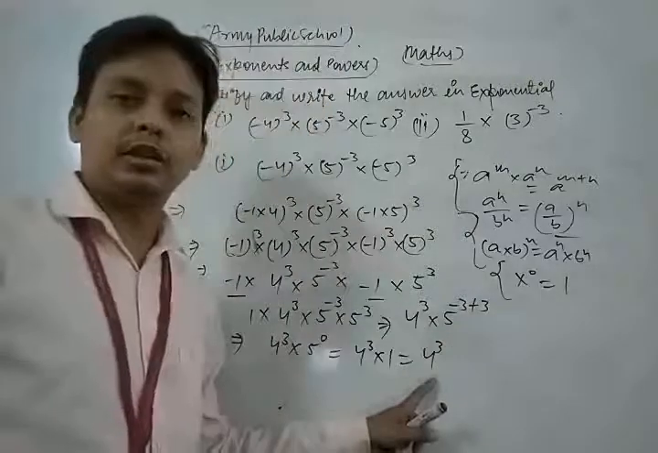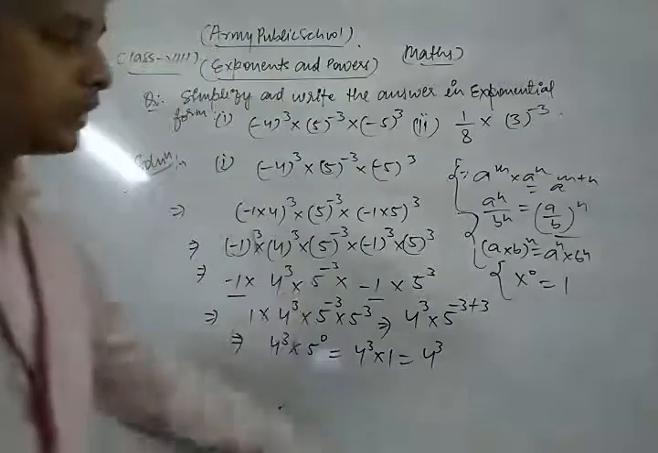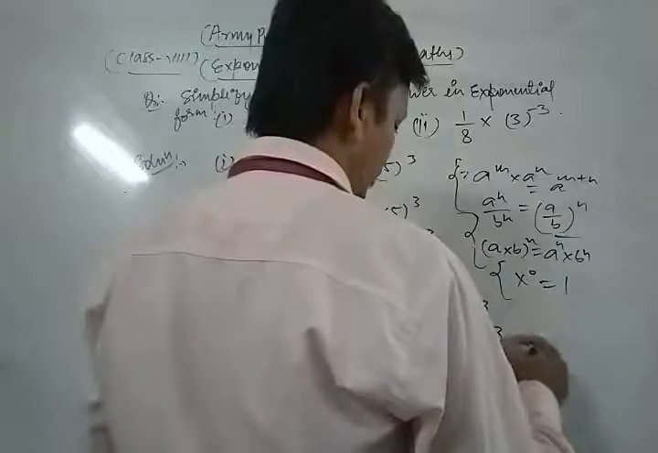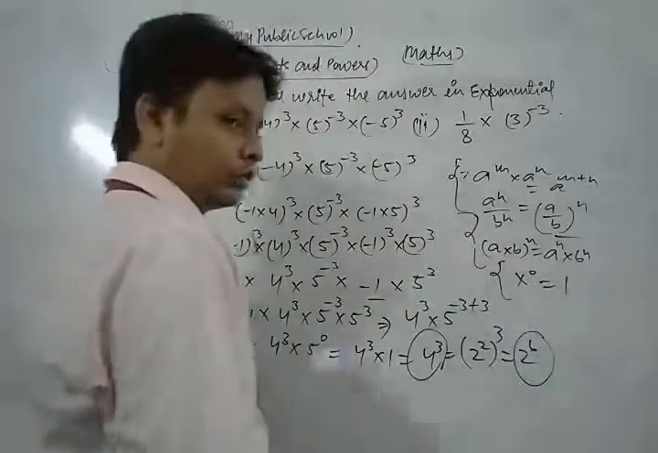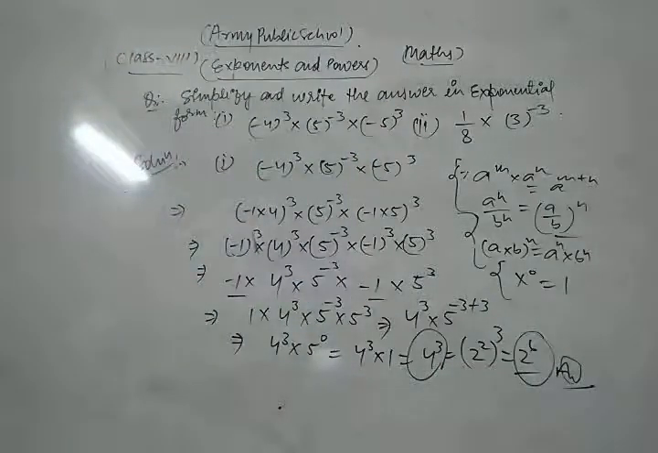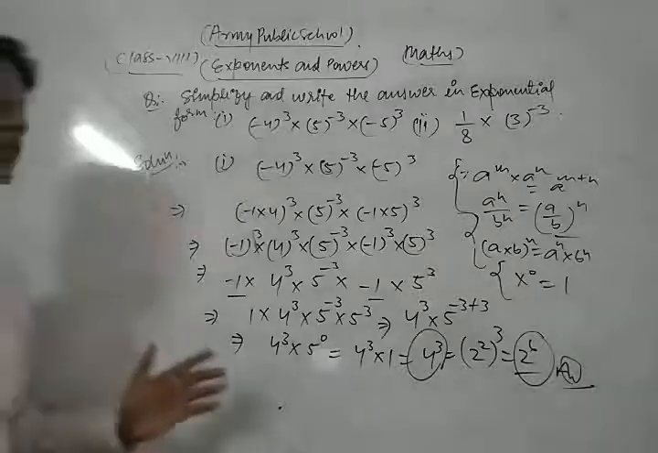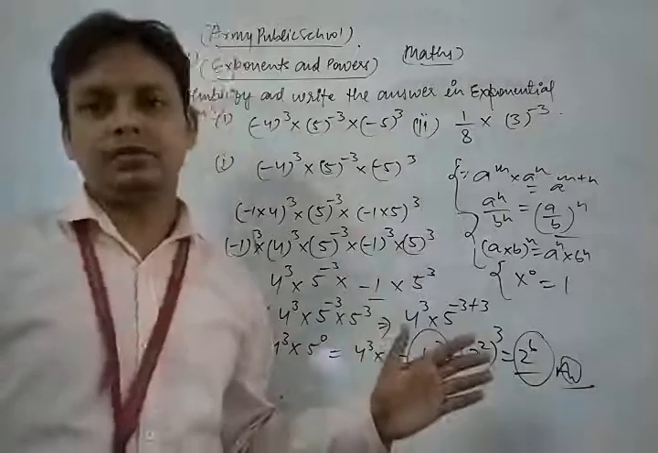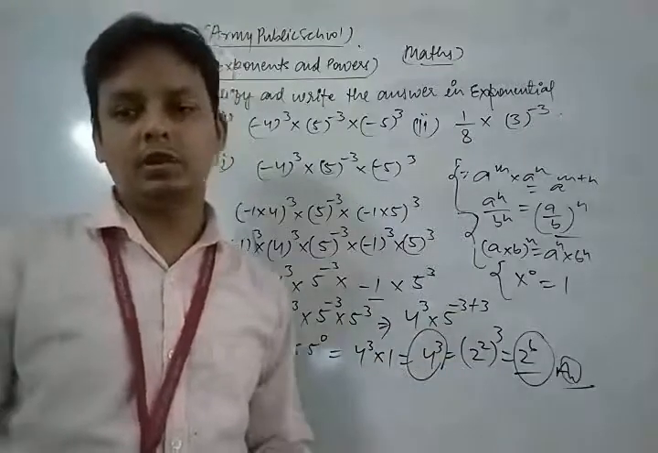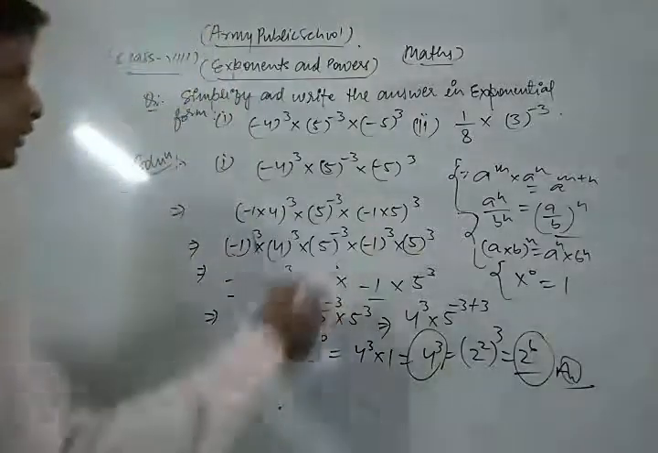This is the required solution in exponential form, and we can also write this as 2 power 2 and power 3, that is 2 power 6. Either you can write 4 power 3 or you can write 2 power 6. Both are the correct answer. So in this way, dear student, you can solve each and every question of your NCERT exercise based on these topics. Now we discuss and solve the second part of this question.